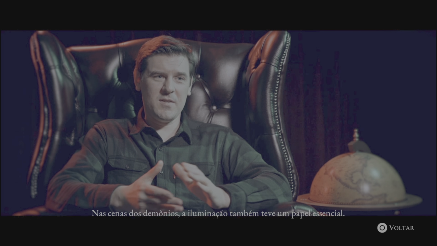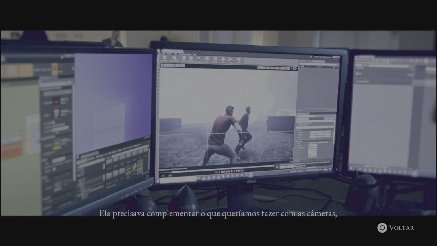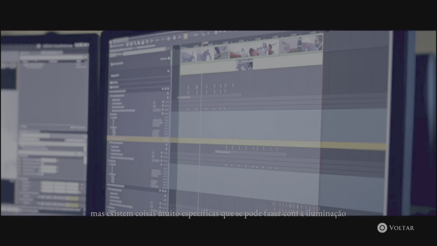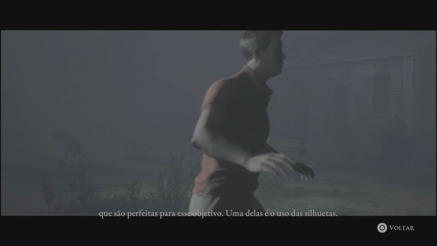With the demon scenes, lighting definitely had a key part to play as well. It had to work complementary to what we wanted to do with the cameras, but also there are some very specific things you can do with lighting that really lent themselves to this task. So one of the big ones was the use of silhouettes.